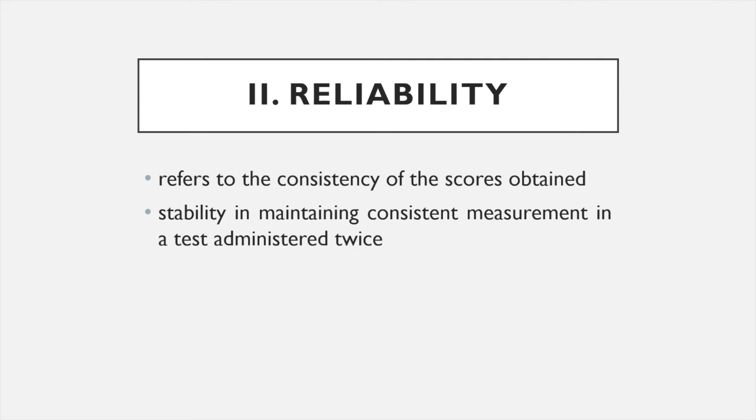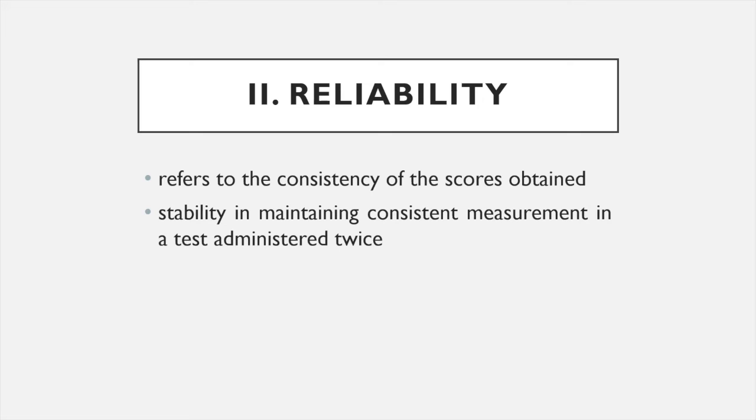The second criterion for measuring a research instrument is reliability. What is reliability? It refers to the consistency of scores obtained, and it also means stability and maintaining consistent measurement in a test administered twice. It also refers to how consistent scores are for each individual from one administration of an instrument to another and from one set of instruments to another.